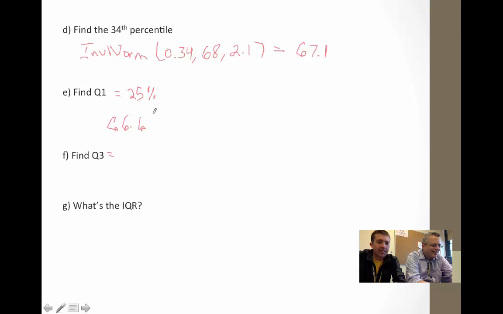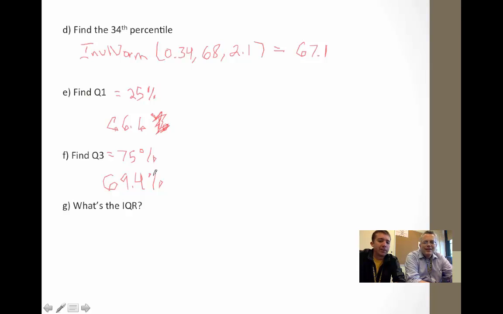66.6. And then Q3 is 75% of our data, because Q2 would, of course, be the median, which would be 50% of our data. All right. 69.4. But these aren't percents. Could you scratch out the percent? I'm sorry, my bad. These are inches. These are data values.